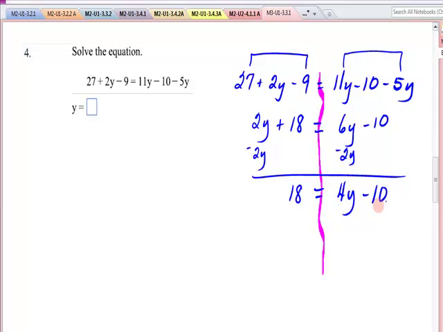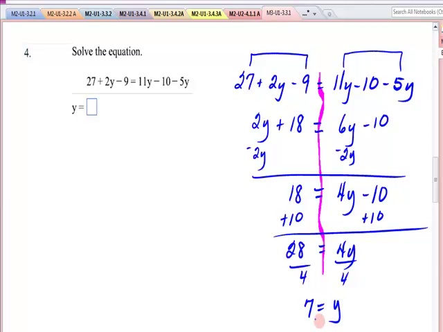I need to focus on the side where the variable is for deciding what steps to do. I'm going to add 10 to both sides. That's the constant. I have 28 is equal to 4y. Divide by 4. And 7 is equal to y. Same as y is equal to 7.